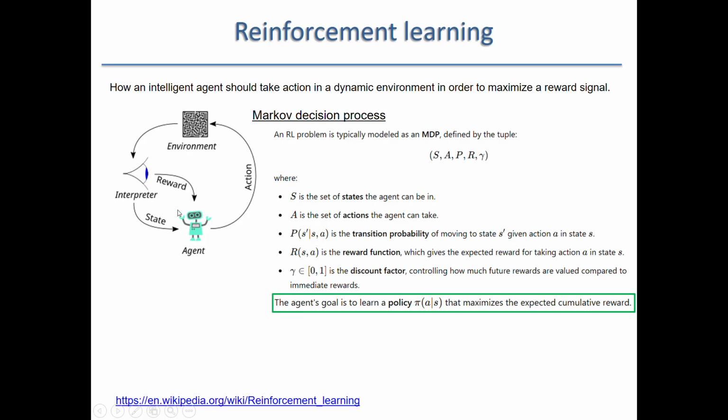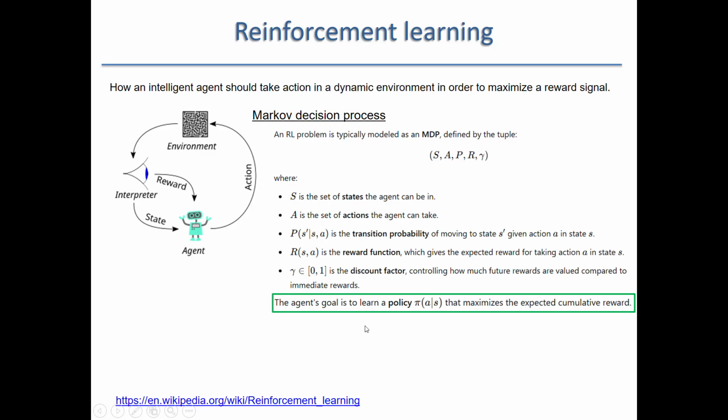These kinds of problems are modeled with a Markov decision process. We have a set of states that the agent can be in. We have a set of actions that the agent can take. We have a probability transition matrix: we are currently in a state S, we take action A, what is the probability that the next state will be S prime? Then we have a reward: what is the expected reward of taking action A in a state S?